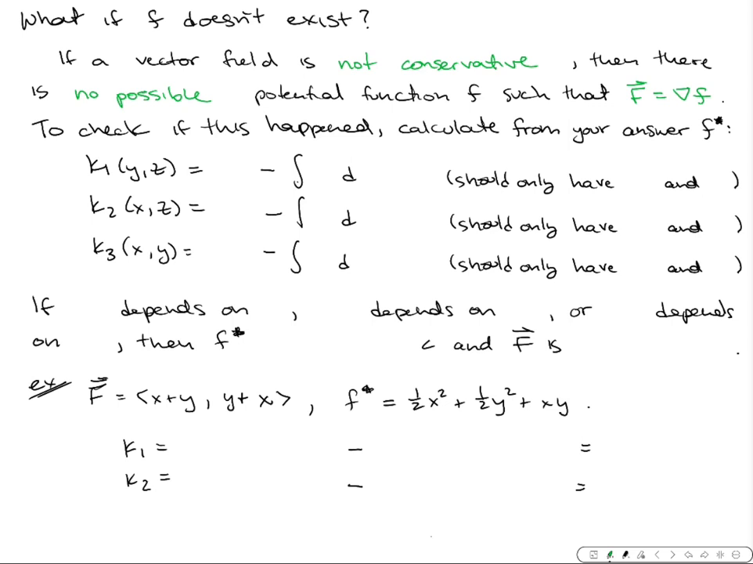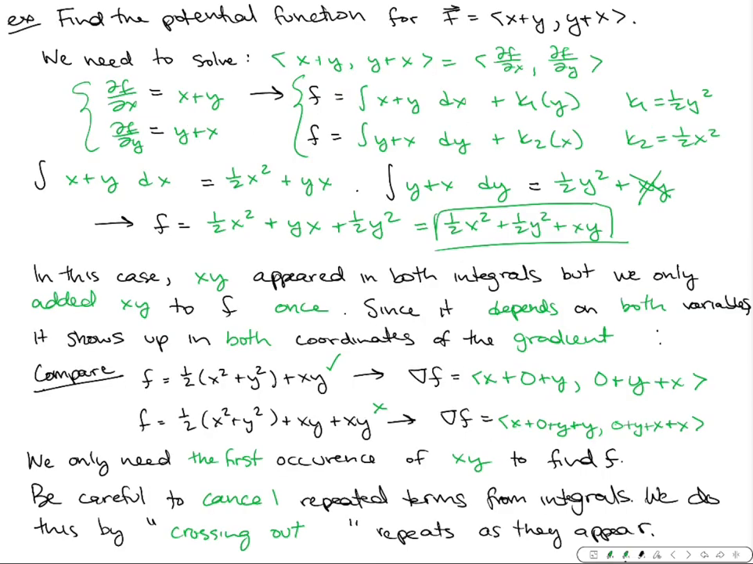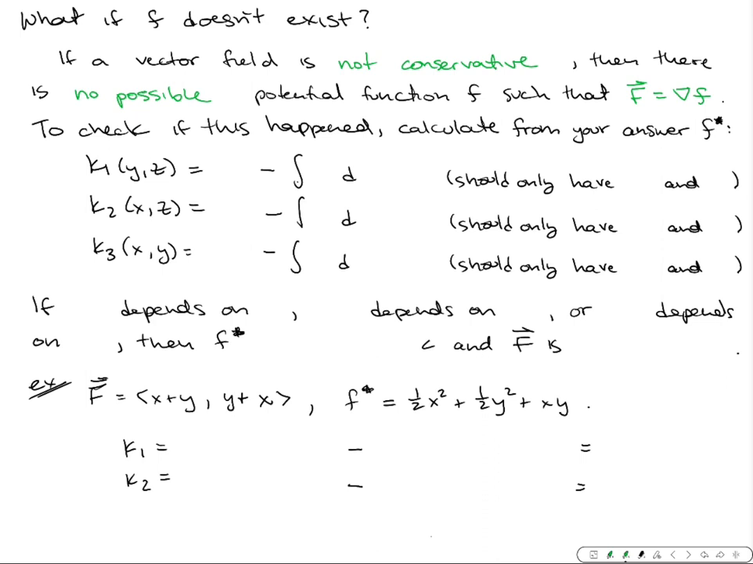So if you went through finding a potential function and you want to check if this happened to you, you're going to start from your answer, f star. When I say f star, I mean this thing we put in a box when we were done solving our problems. You're just going to do a real quick calculation on it to make sure that everything worked out the way it should. You're going to rearrange your equations basically so that you solve for K1, K2, and K3.